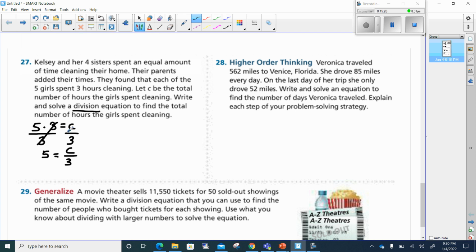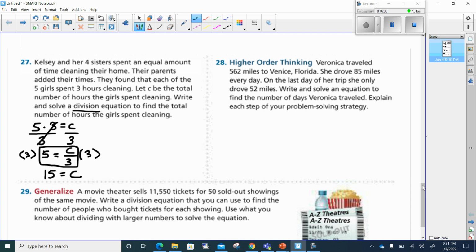And of course, the answer to this, 5 times 3, would be 15. If I solved it, I would simply multiply by 3 on this side, which means I would multiply it on this side. And that's what I started out with when I was trying to write the equation, right? 3 times 5 is 15. So I know 15 is equal to C. All right, so now I wrote a division equation and I solved it to find the answer.